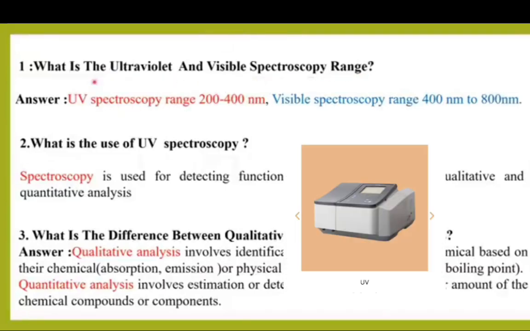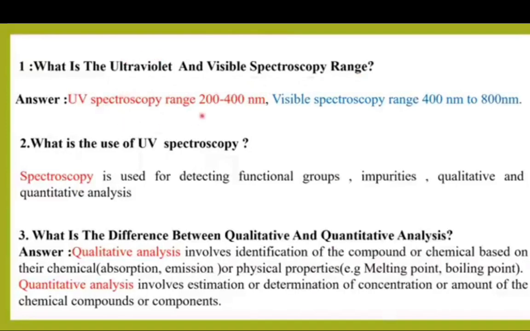So when an interviewer asks you a question like this, you can simply answer: the UV spectroscopy range is 200 to 400 nanometers and the visible spectroscopy range is 400 to 800 nanometers. So the next question is, what is the use of UV spectroscopy?